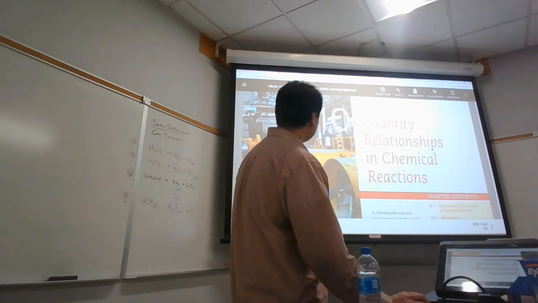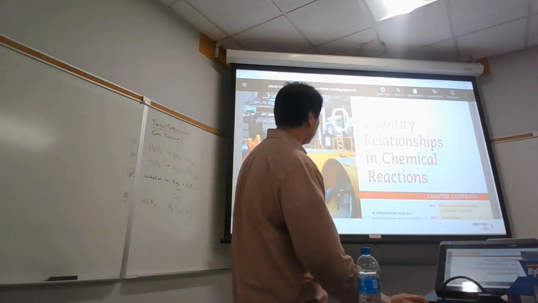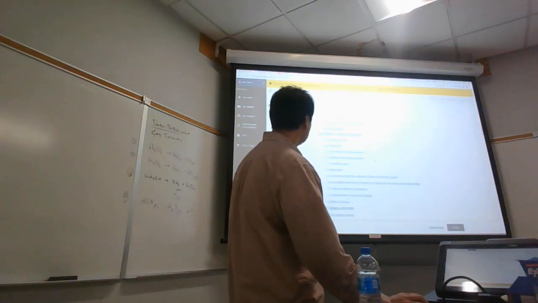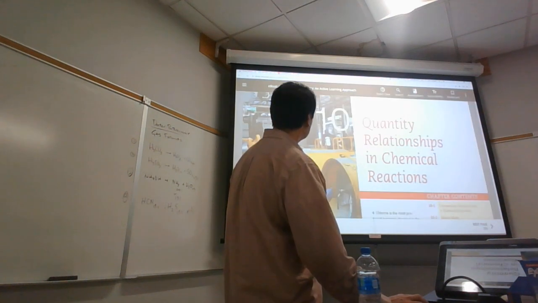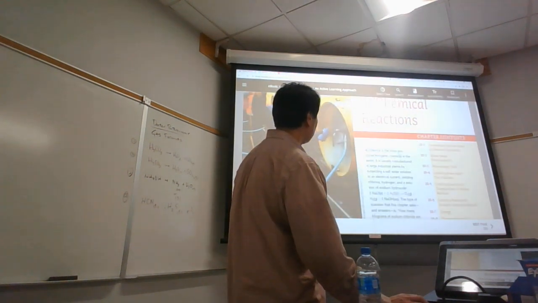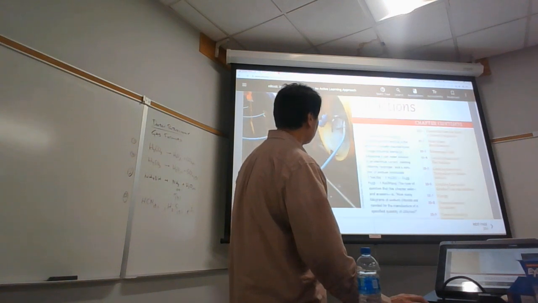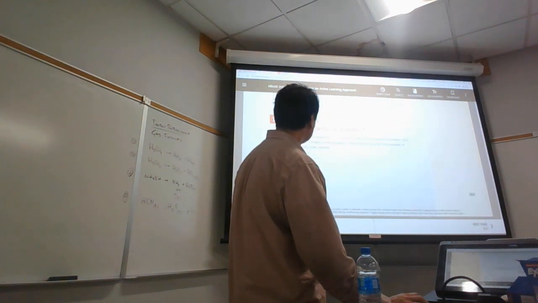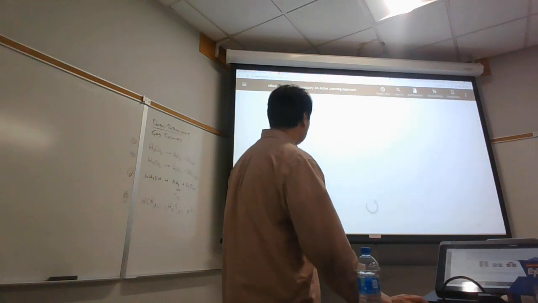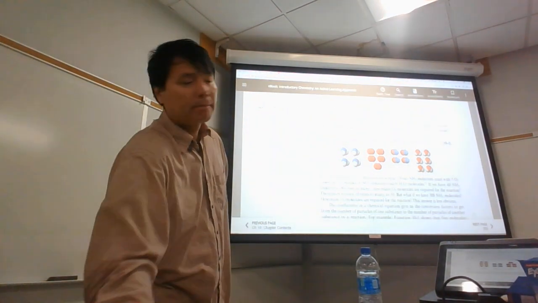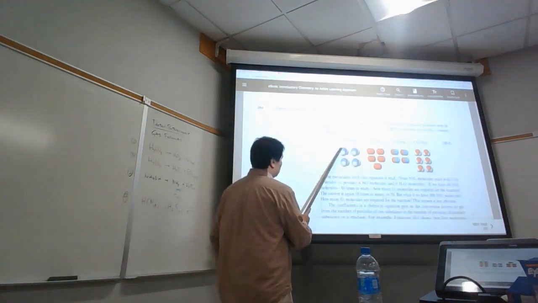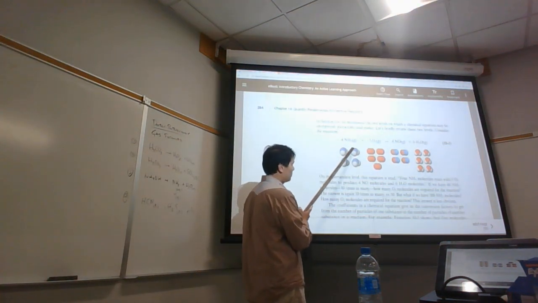Okay. Chapter 10 deals with quantity relationships in chemical reactions. We call this stoichiometry. So we want to deal with amounts, how much. This is a balanced chemical equation. So this is typically read in 2 ways.